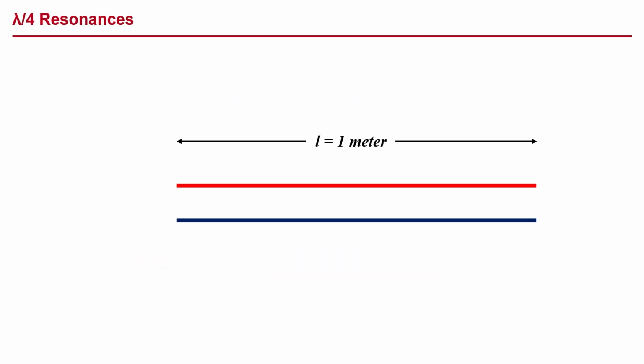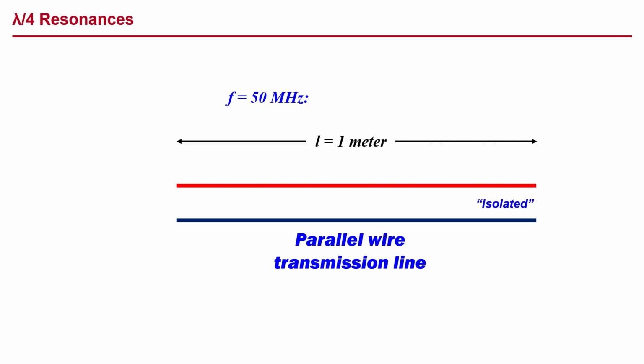Now, let's say you have a pair of conductors from separate circuits running in parallel, again over a 1 meter distance, and you want them to be isolated. Again, whether you like it or not, this configuration will behave as a parallel wire transmission line. At 50 megahertz, it will be a quarter wavelength long, and your signal source will see a short circuit a quarter wavelength away from your alleged isolation, and you will almost certainly get some coupling between these two circuits.